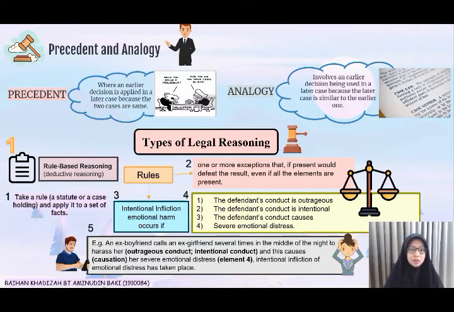An example of a rule would be that intentional infliction of emotional harm occurs if, first, the defendant's conduct is outrageous; second, the defendant's conduct is intentional; third, the defendant's conduct causes; and lastly, the severe emotional distress.